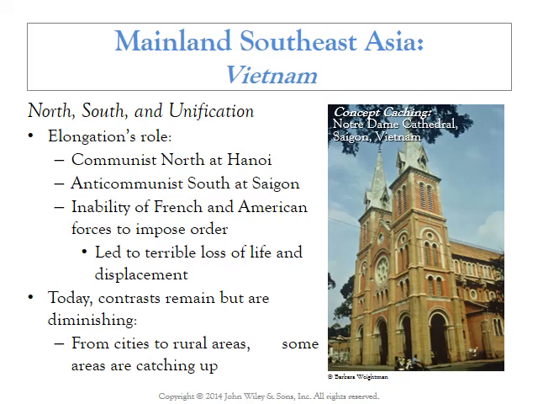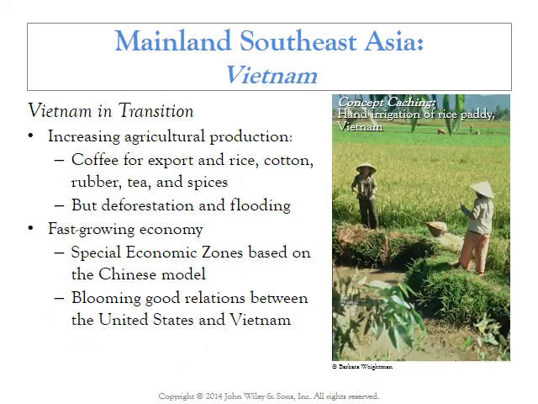And part of the intervention of America into this region was the concern that communism would spread throughout this mainland Southeast Asia region. Vietnam, since the war, has transitioned and has actually become a fairly fast-growing economy, largely because it has set up special economic zones based on the Chinese model. And there's actually a fairly good relationship now between the U.S. and Vietnam, partly in Vietnam's case, because of the desire to have a counterweight to the Chinese influence in this region.